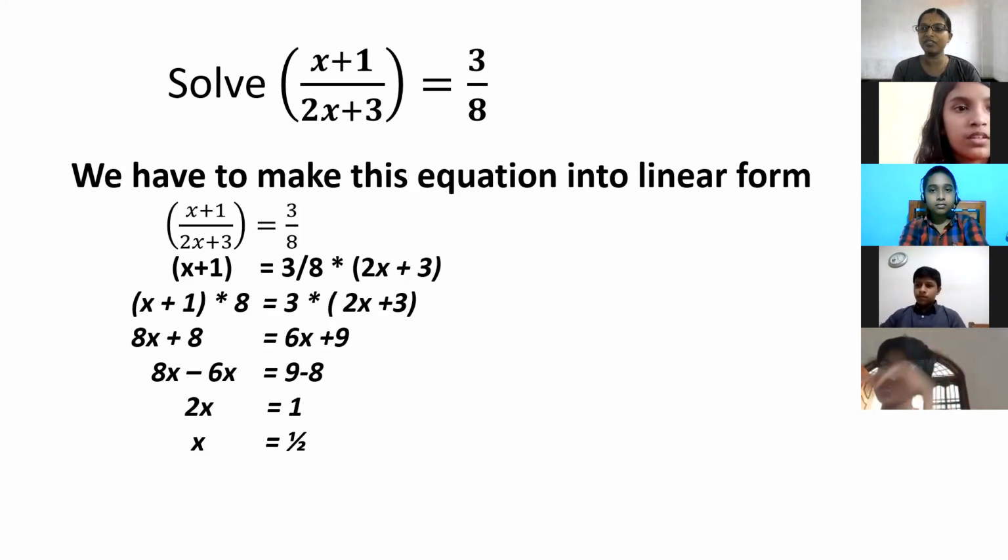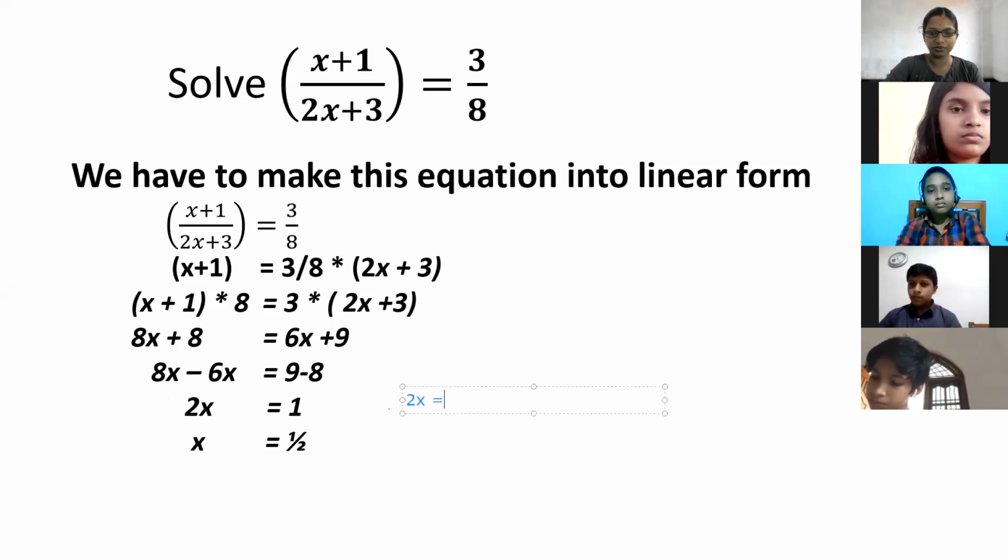Equation containing variable on one side and numbers on the other side, and we get it as 2x equal to 1. Okay, and this 2x is 2 into x. As we know, 2x is 2 into x. We can write 2x as 2 into x. That is, 2 into x is equal to 1.